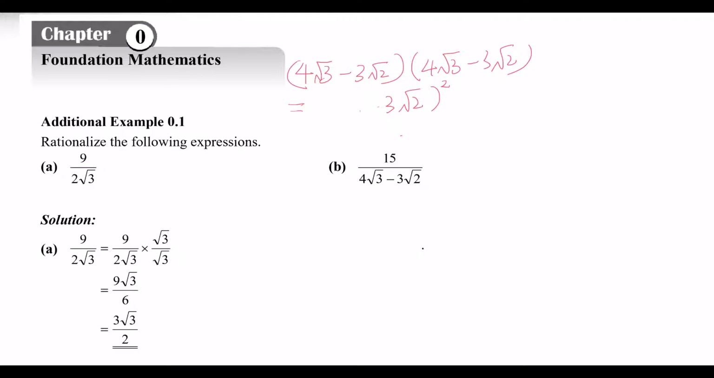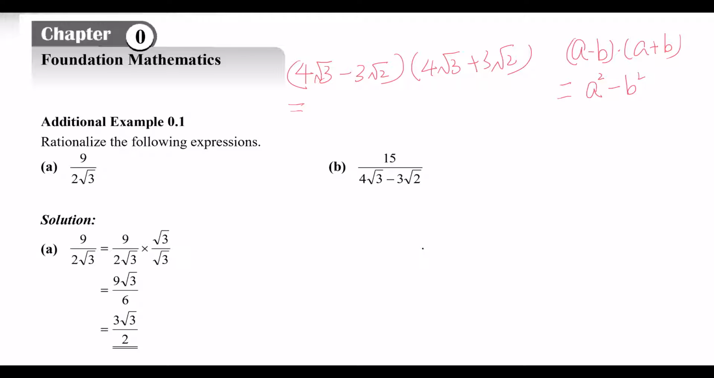Then in this case, do you remember if I can do something like that? Instead of multiplying by 4 square root 3 minus 3 root 2, we multiply with 4 root 3 plus 3 root 2. It actually comes from the result of this identity, a minus b times a plus b. It is simplified to be a square minus b square, the difference of two squares.